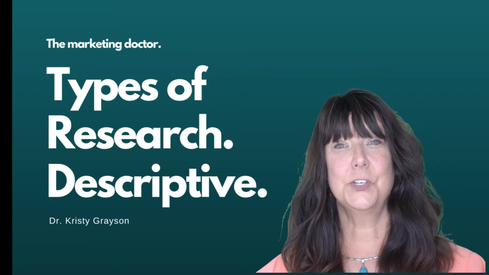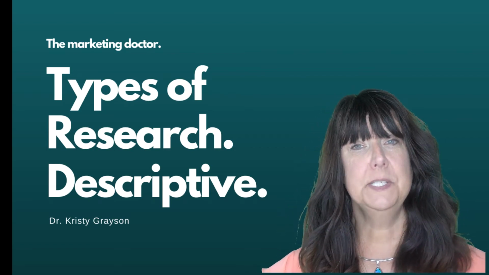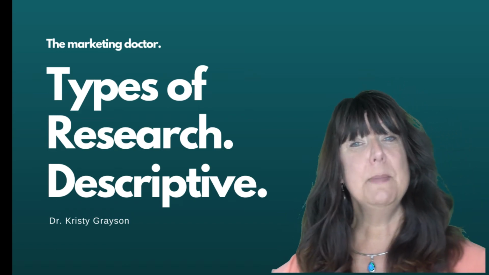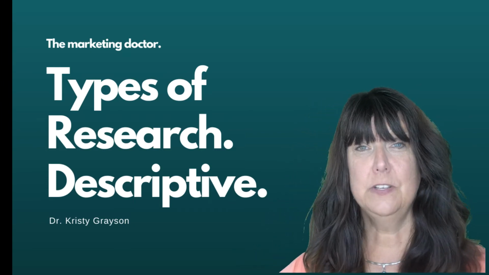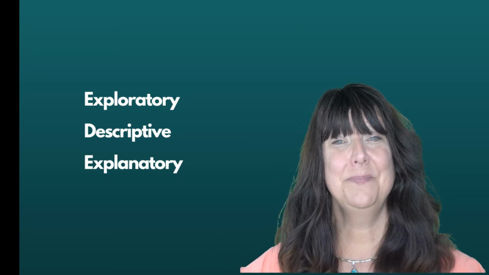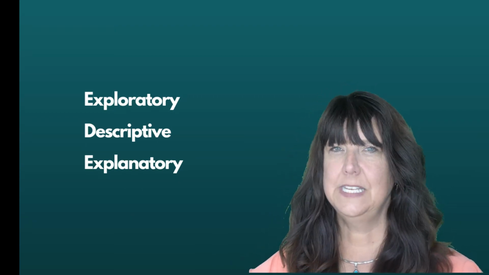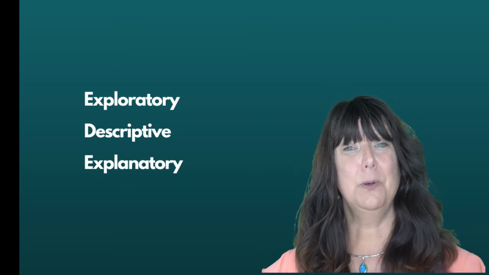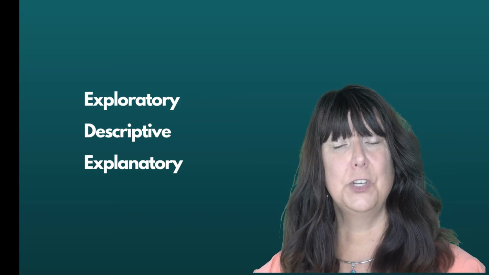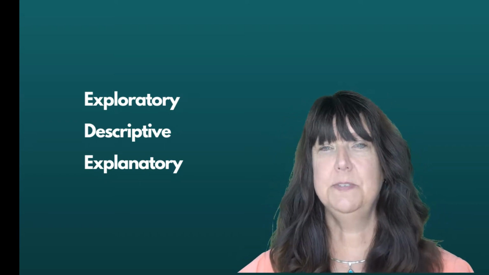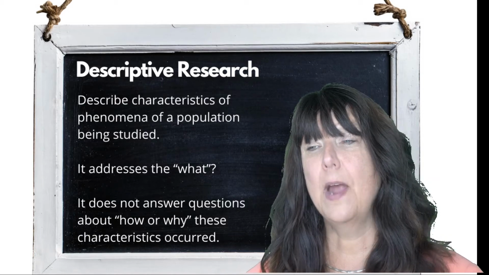The second type of research that you might want to consider for your business problem or marketing strategy is descriptive research. And if you remember, there are three types of research that we look at. Exploratory, which is to explore a problem that you're considering. Descriptive, which really hones in on the what or numbers or describes the people or the phenomenon that you're looking to research. And then explanatory, which is the why. So we're focusing in on descriptive, which means to describe.